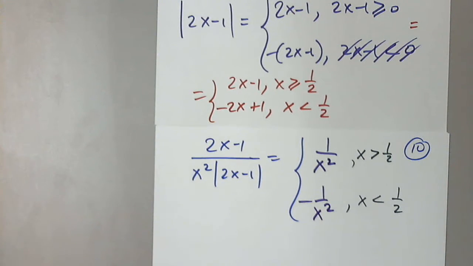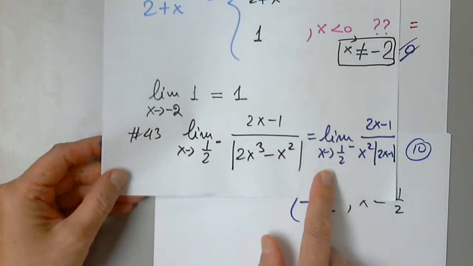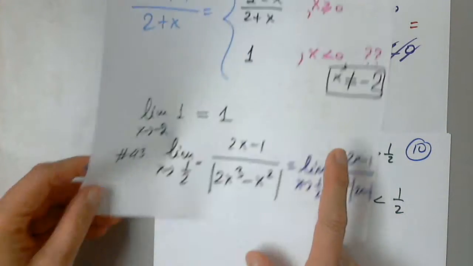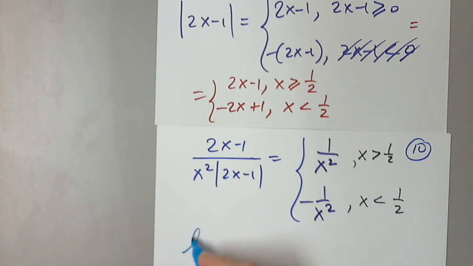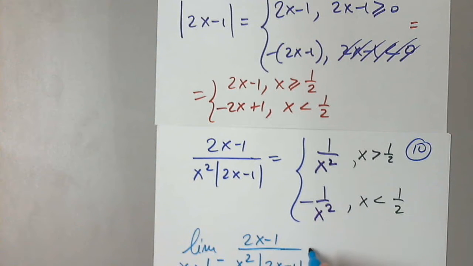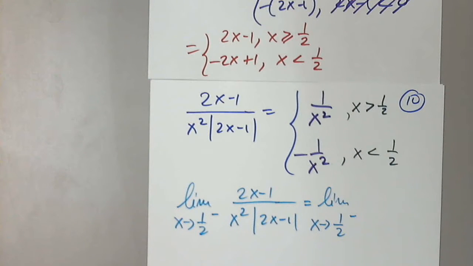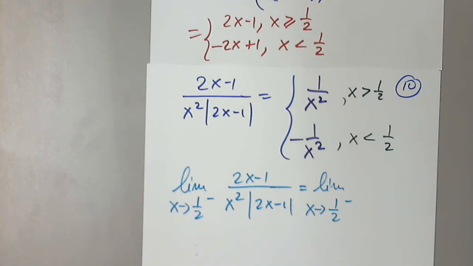Go back to the limit. I'm asked only the limit from the left. Okay, so limit as x approaches 1/2 from the left, of the function. I really wanted to copy it one more time, but please tell me which branch will you use? Because now I don't need this. I already worked on it. I simplified it fully. Which branch? Yes, negative 1 over x squared. Okay, finally, what is the answer?